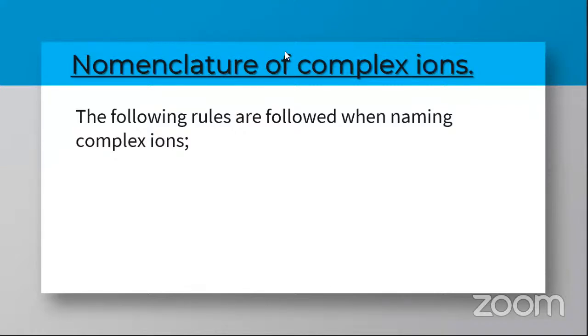The complex. The chemical species. A complex is a compound which contains a central metal bonded to either ions, atoms or molecules through a dative bond. Okay, thank you.